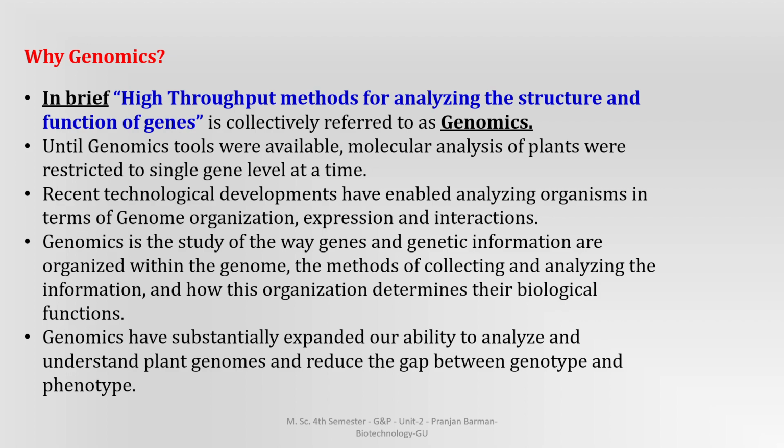Genomics has subsequently expanded our ability to analyze and understand plant genomes and reduce the gap between genotype and phenotype. Earlier genetics, that's why we call it reverse genetics. Now we know the genes and we can predict the phenotype. Earlier, we started with the phenotype and somehow we tried to have some knowledge about the genotype, which was not very precise. Now we start with the genes and the genetic element, then we come back to the phenotype, which is more precise.